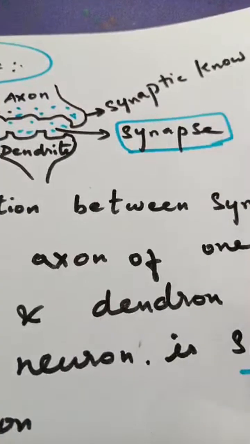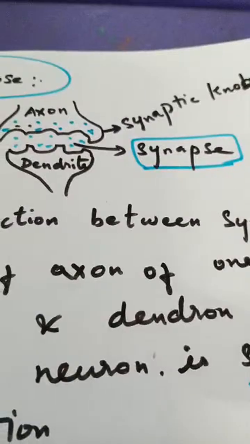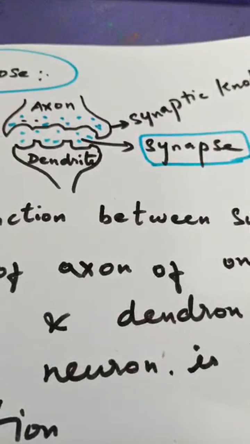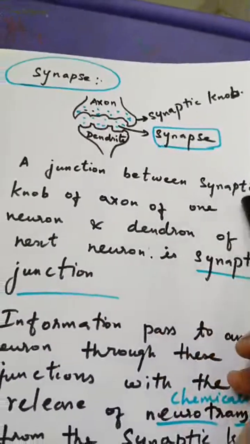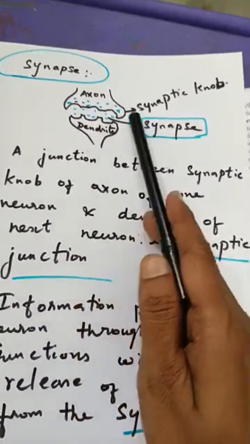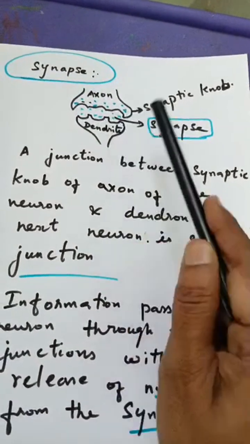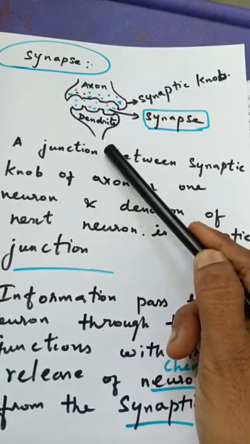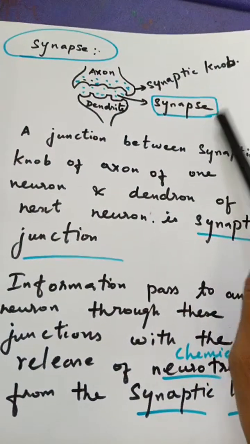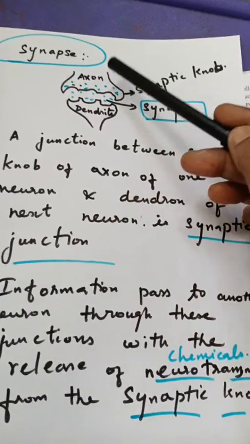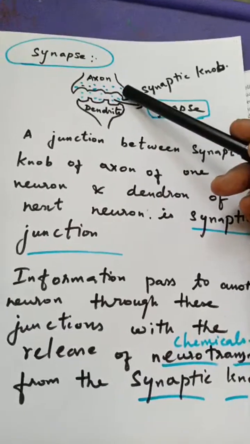So you know that it is the synaptic knob. Look at this. A junction between the synaptic knob of the axon of one neuron and the dendrite of the next neuron is known as the synaptic junction or the synapse. So the information from one neuron to the adjacent neuron is passed through this synapse only.